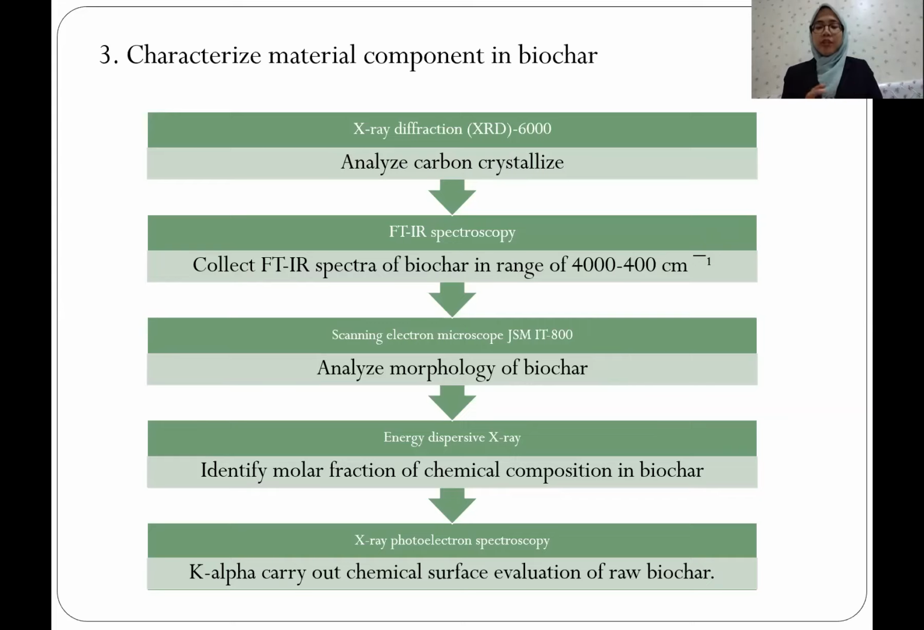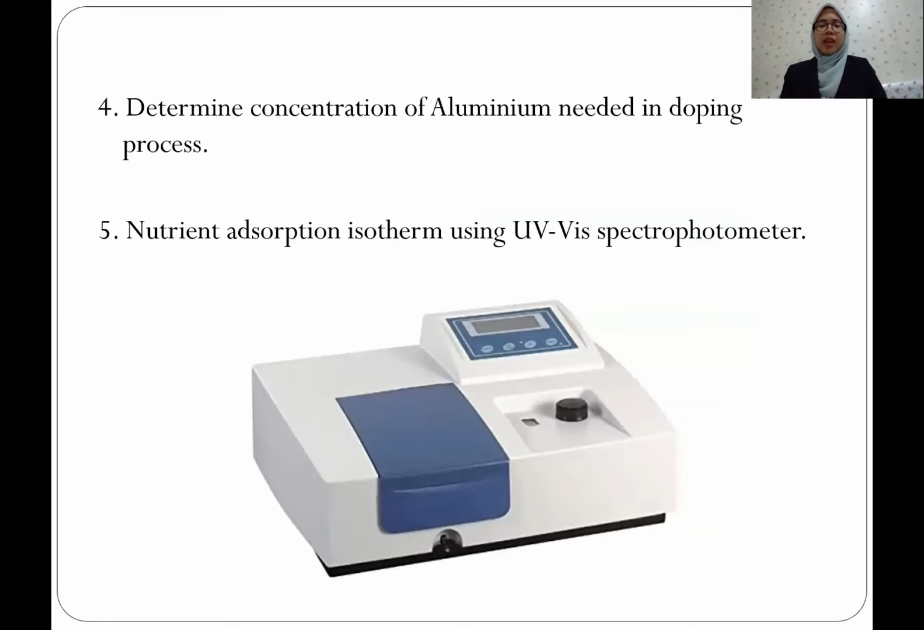Then we'll proceed to identify the molar fraction of the chemical composition in the biochar, for which we use energy dispersive X-ray. And finally, we will use X-ray photoelectron spectroscopy, K-Alpha, to carry out a chemical surface evaluation of raw biochar. The next step is to determine the concentration of aluminium that we need in the doping process. And finally, the nutrient absorption isotherm will be collected using the UV spectrophotometer.